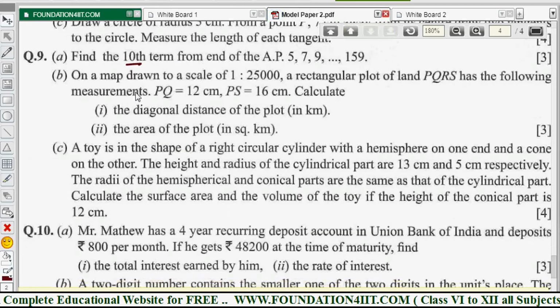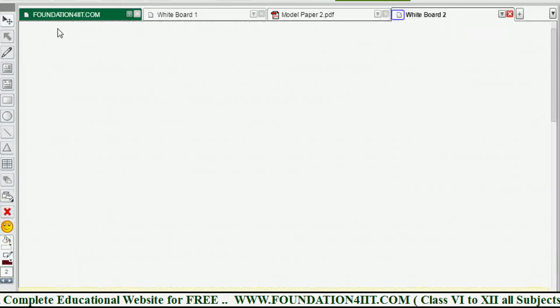On a map drawn to a scale of 1:25,000, a rectangular plot of land PQRS has the following measurements: PQ is 12 and PS is 16. Calculate the diagonal distance of the plot in kilometers and the area of the plot in square kilometers. So by using this scale, let us take this.